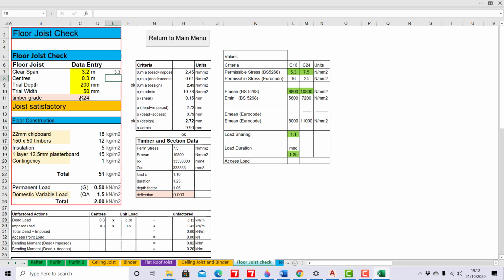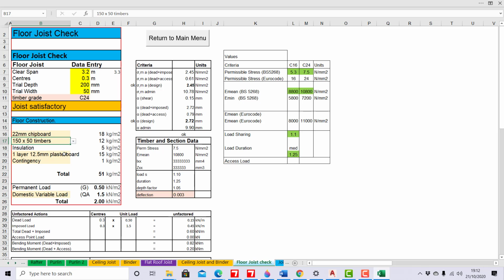You would put that in as a result of whatever's on the spec. This isn't a design piece of software. It's more of a check-in one, but it can be used as a design. Then you just check to make sure that the construction's right. In this case, it's 22mm chipboard, but like I said, there's many other deckings that you could use. Whatever the floor joists are for the floor.